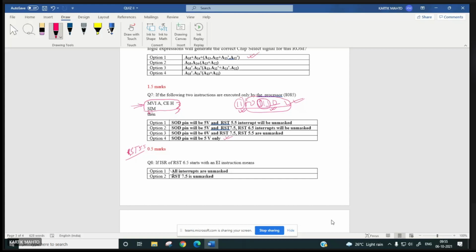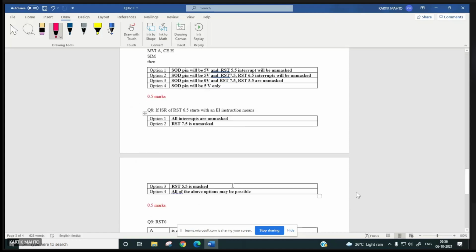EI has to be there, then only RST 5.5 will be acknowledged by the processor, and the processor branches to the ISR of RST 5.5 if EI is there. If EI is not there, then no meaning, even though mask set enable is 1. Anyway, I will give marks for this one also. If you people are insisting, not a problem.